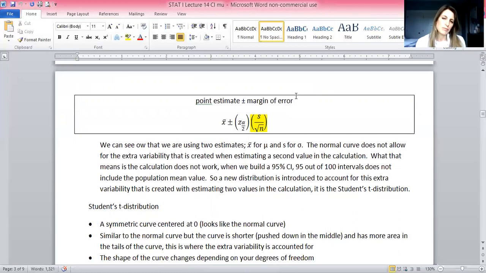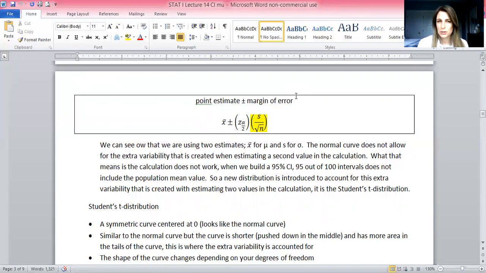On the next page, I have the new calculation. You can see I'm using X bar in the first part of the formula; that is my estimate for mu. And S is the estimate for my standard deviation, sigma. So now I have two estimates in this calculation, and when I introduce a second estimate, I'm creating more variability.